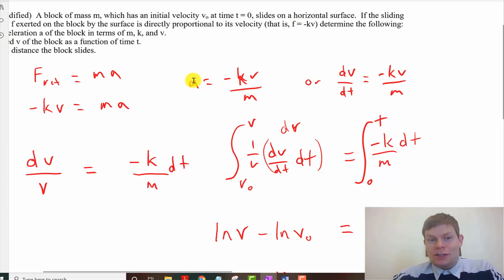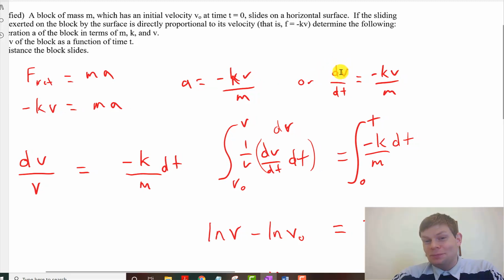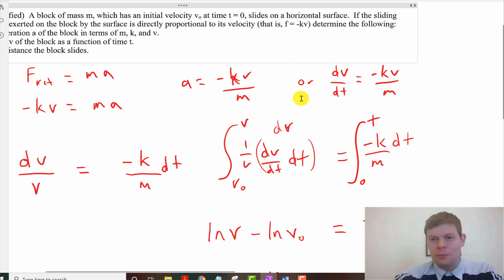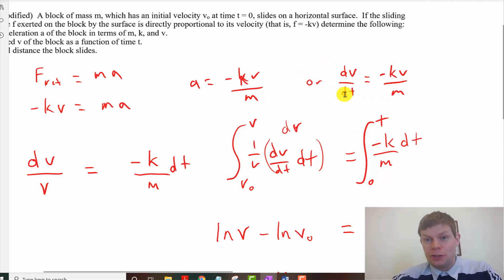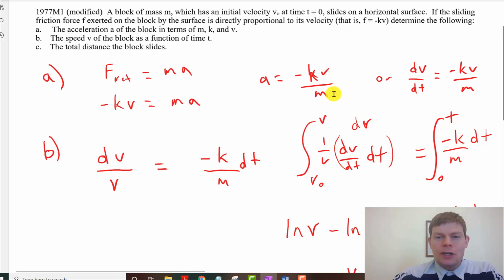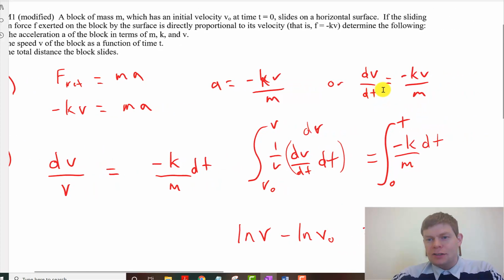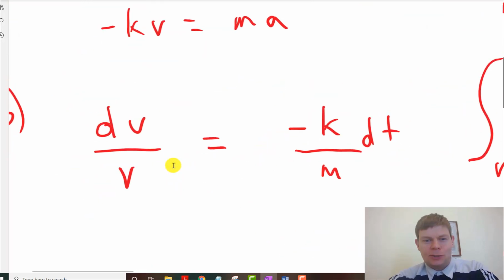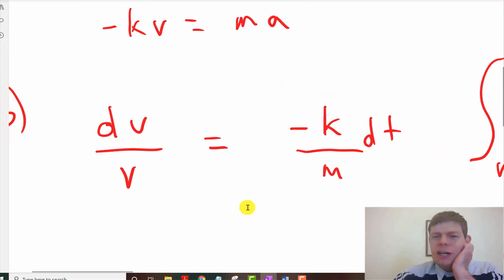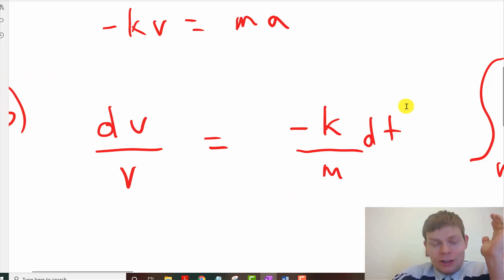But acceleration is the derivative of velocity with respect to time. So really, we've got dv/dt equals minus kv over m. This form sets things up for separable differential equations. Now, the way you're generally taught that is you get all your v's on one side and all your other stuff on the other side, and you treat this like a fraction. So we multiply both sides by dt and divide both sides by v, and you end up with something like this. That's often how it's taught, and it works great.